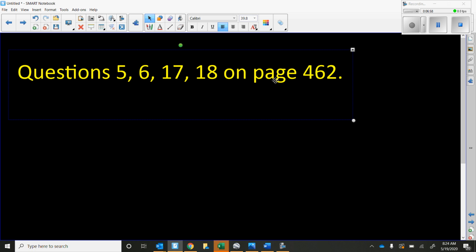Today, I'd like you to go to page 462. I'd like you to just do 4 of these, just enough to kind of get the hang of it. Okay, so we have questions 5, 6, 17, and 18 on page 462. Remember, the sum of the interior angles of any triangle must be 180 degrees. The sum of these angles must be 180 degrees.